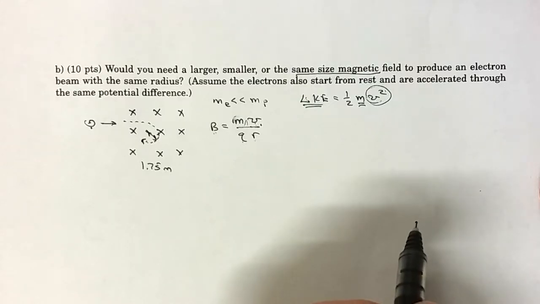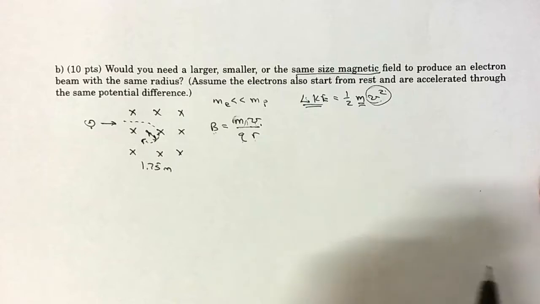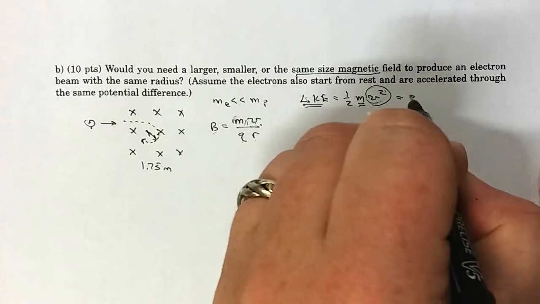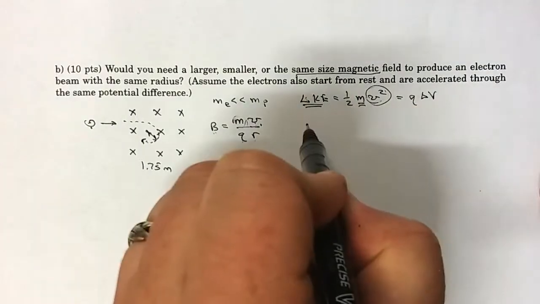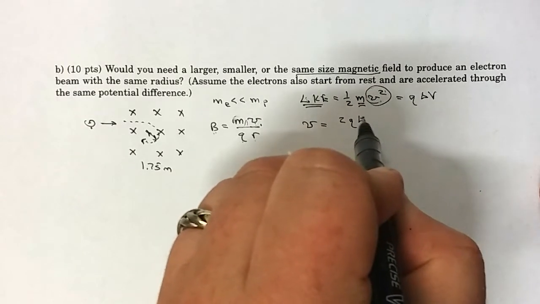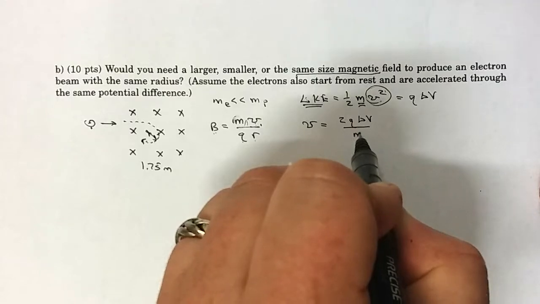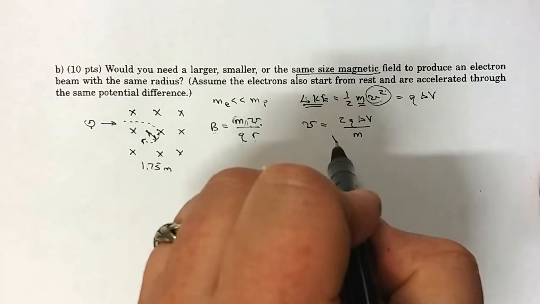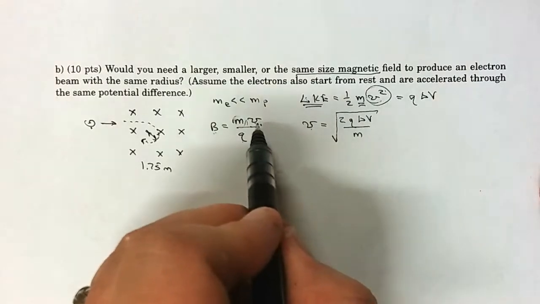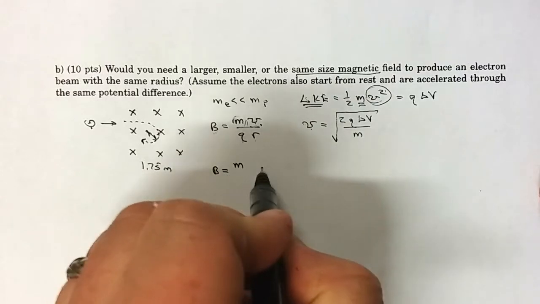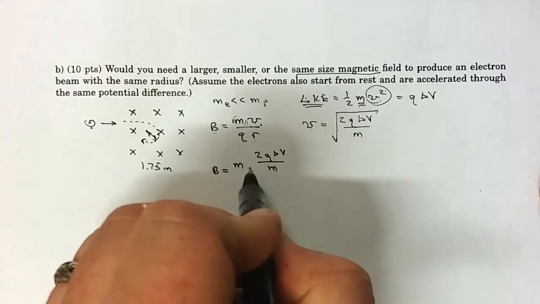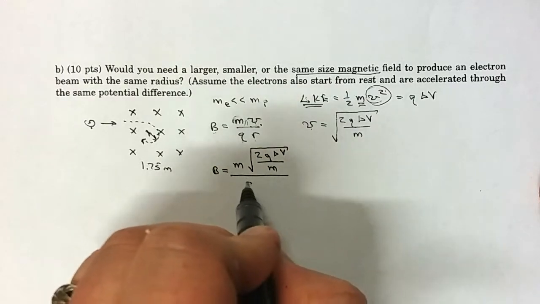Well, let's find out. Rather than using numbers, I'll just put letters in. So if I solve this for v, keeping in mind that change in kinetic energy is q times change in potential, that means the final speed is 2q times change in potential over m. And since we have v squared here, all that's under a square root. So if I put this back in here, we have m times the square root of 2q delta V over m, all over qr.